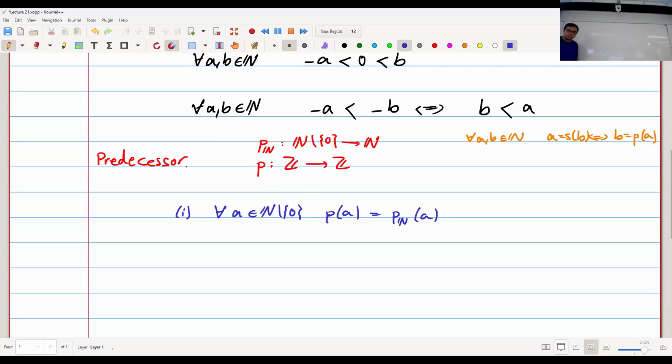So now I have to define the predecessor of 0. What is the predecessor of 0? It's going to be -1, right? So this is my second rule for predecessor. I just say predecessor of 0 is -1. Or if I want to be much more exact about this, this is minus successor of 0, right? Because 1 was actually successor of 0.